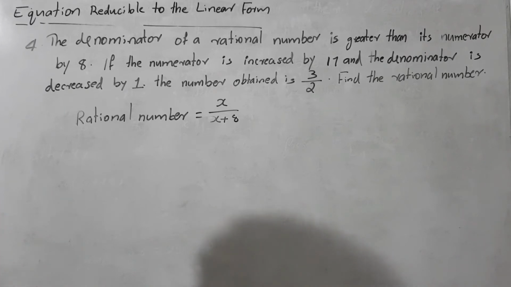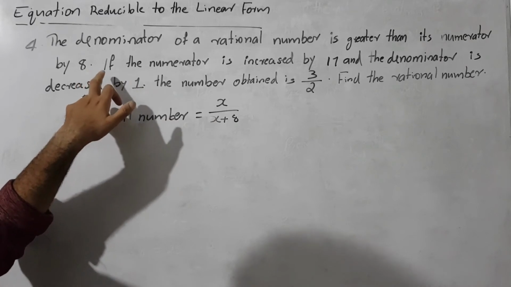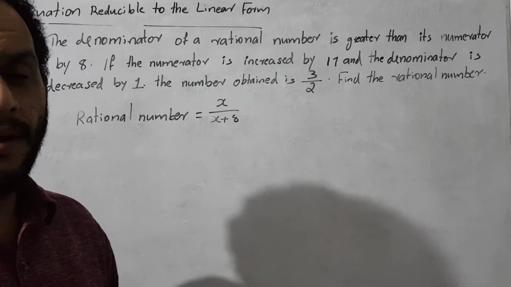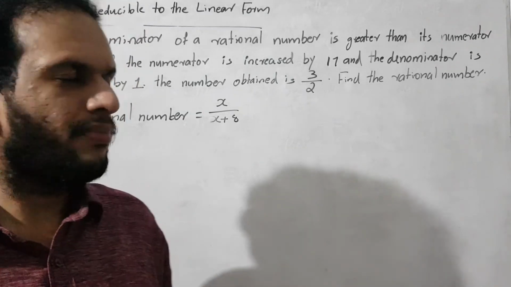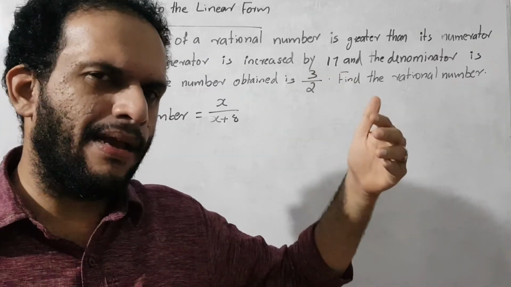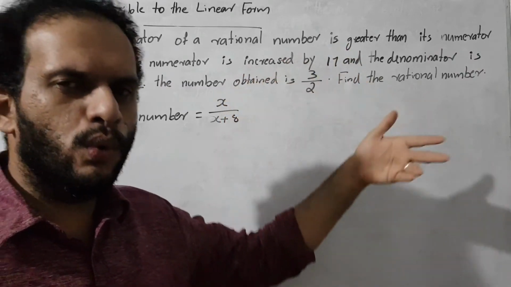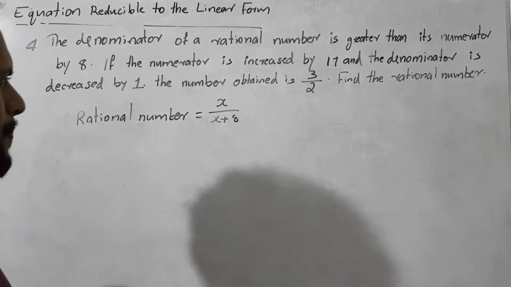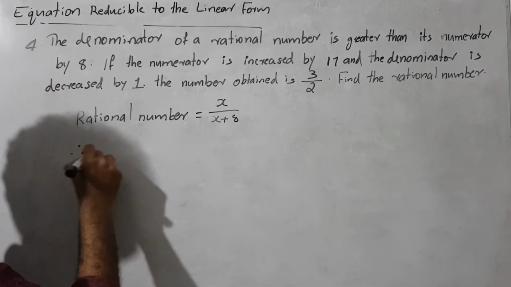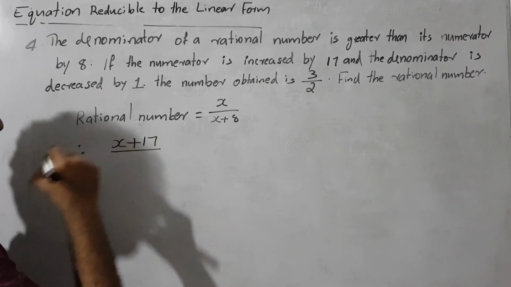Okay. Then the next, what are the changes that happen in the numerator and denominator? The next step: if the numerator is increased by 17, the numerator is increasing by 17. Increase means adding additionally, correct? Therefore the numerator will change. It will increase by 17, so x plus 17 by.